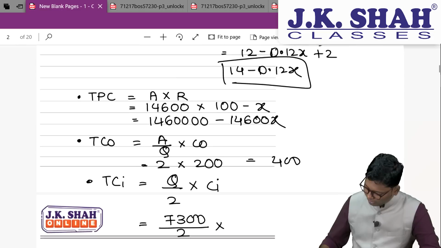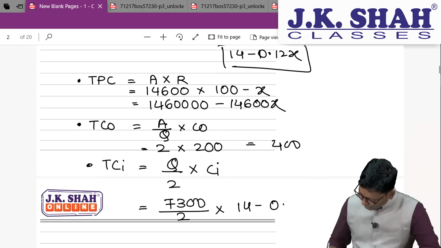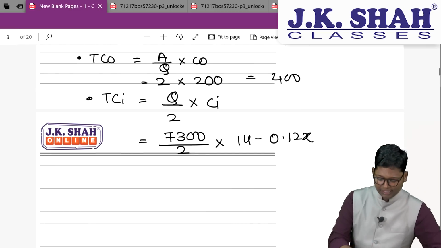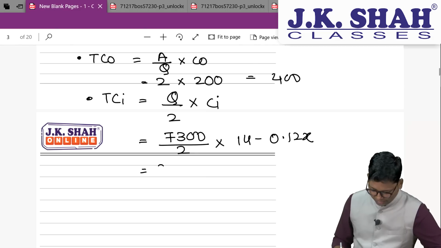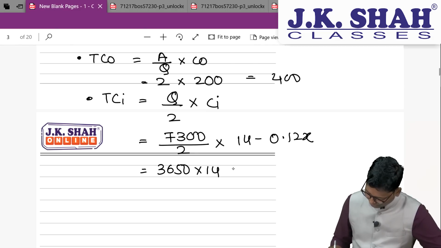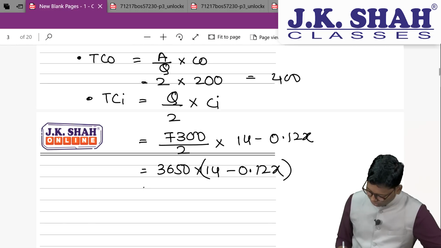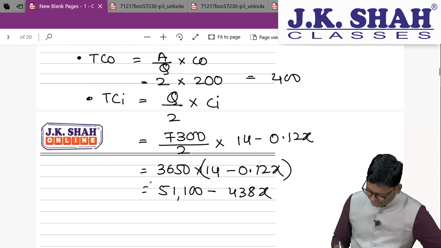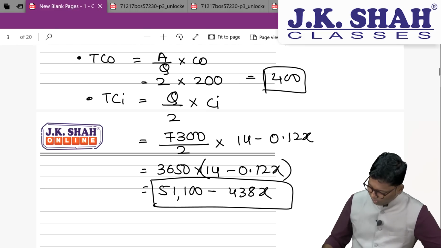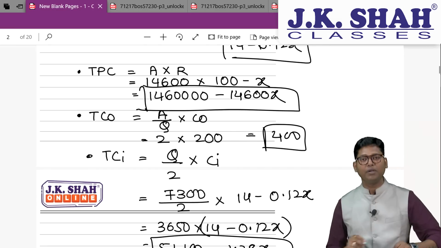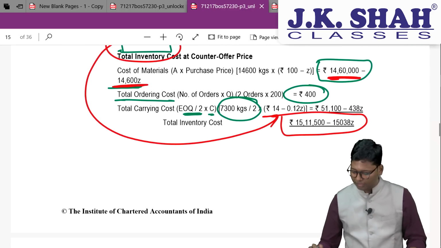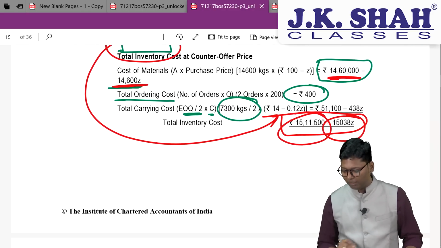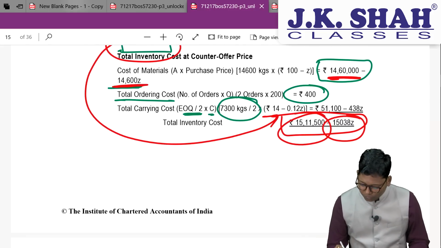Our revised CI is 14 minus 0.12X. You just need to solve this. 7,300 divided by 2 is 3650 into 14 minus 0.12X. You just need to solve this. Now when you solve this, you are going to get 51,100 minus 438X. This is my carrying cost, this one is my ordering cost, and this is my total purchasing cost. See, same equations are given here.